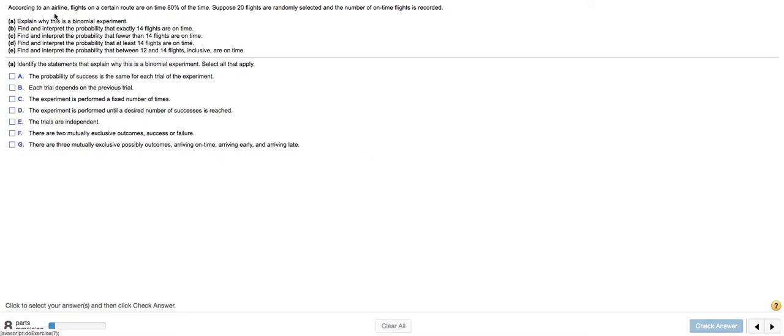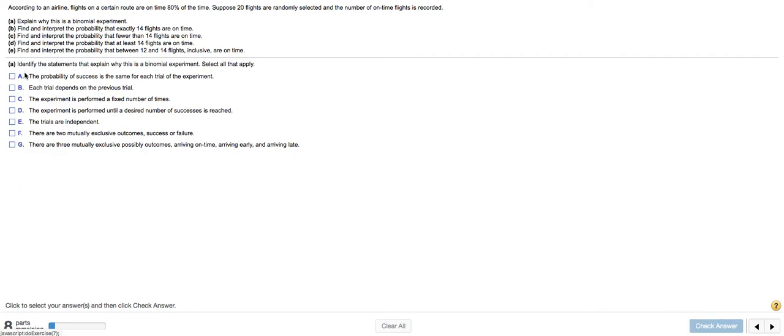According to an airline, flights on a certain route are on time 80% of the time. Now, suppose 20 flights are randomly selected and the number of on-time flights is recorded. The first part is just going over why this is a binomial experiment.